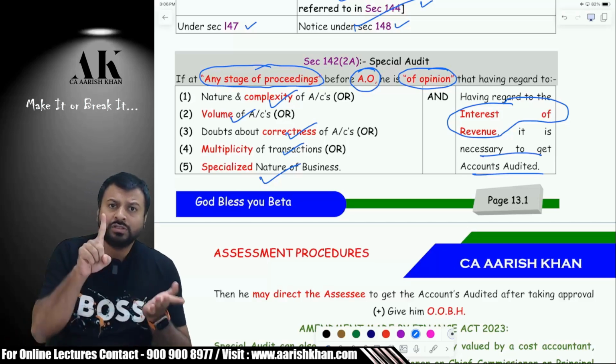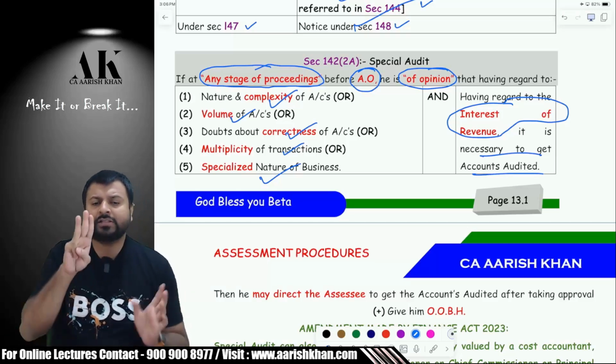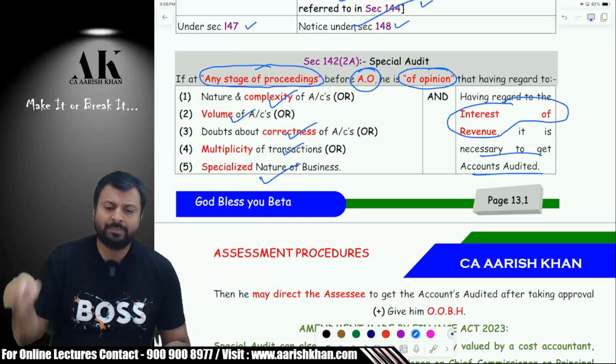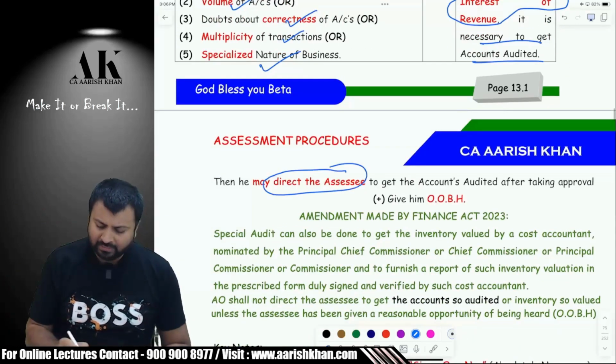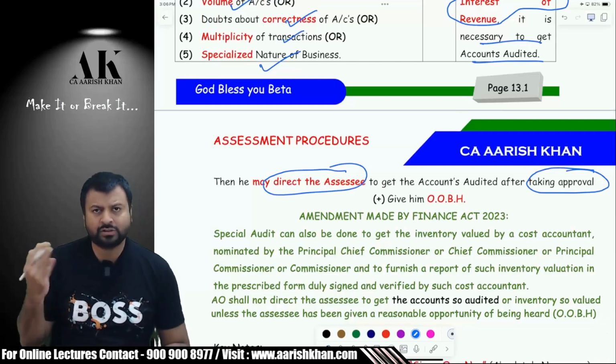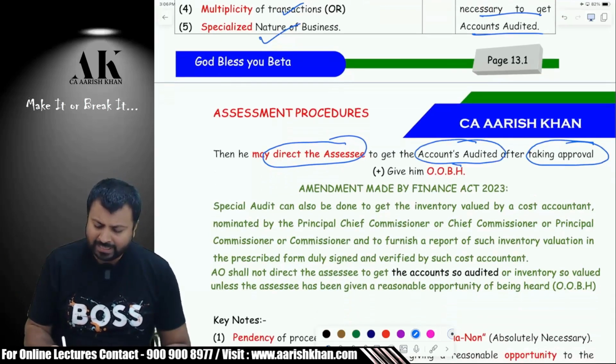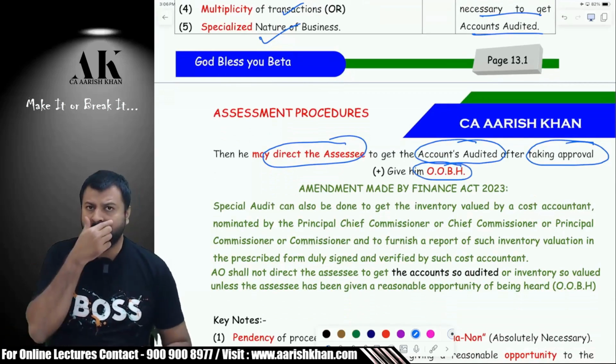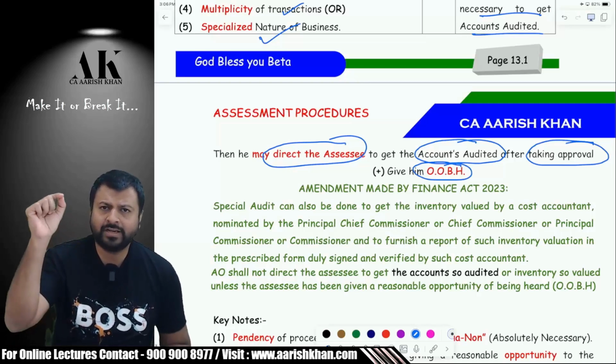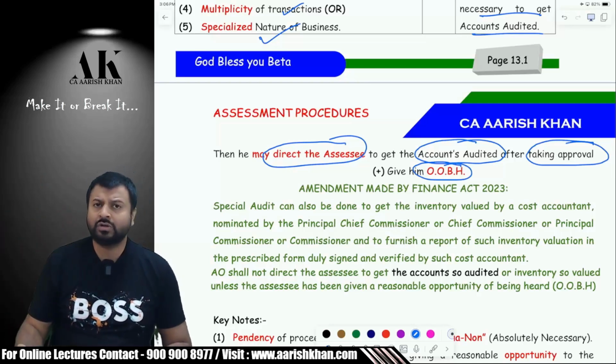So the AO, during the pendency of the proceeding, is of certain opinion that these things are happening. Then he may direct the assessee, after taking an approval from a higher authority, from the commissioner, to get the accounts audited, and he will give an opportunity of being heard to the assessee before giving a direction. Okay, so before giving a direction for special audit, he will also give an opportunity of being heard to you.